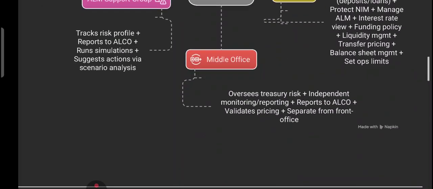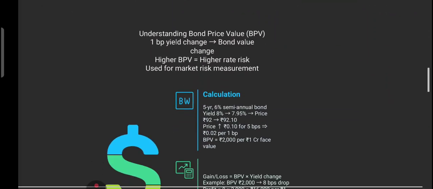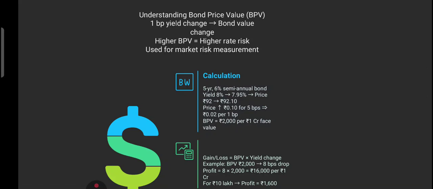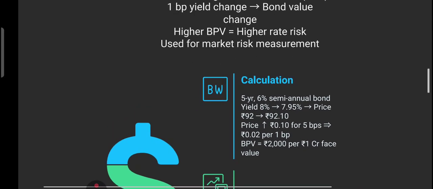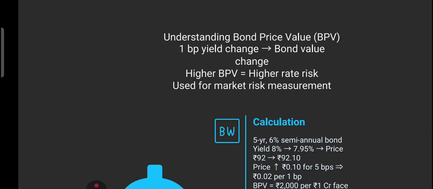Now let's come back to this particular slide. Every aspect from where questions have appeared in the previous 2 to 3 or 4 examinations have been covered in this particular slide. Now there is a very important thing which is called BPV. So ever wondered how sensitive bonds are to the interest rate change? Have you ever thought about it?